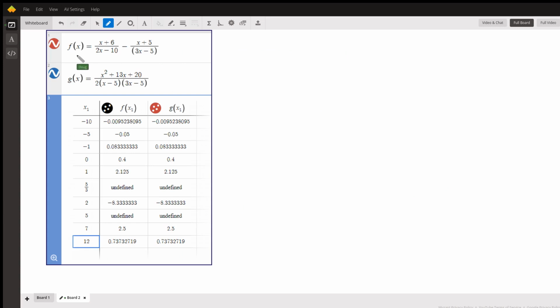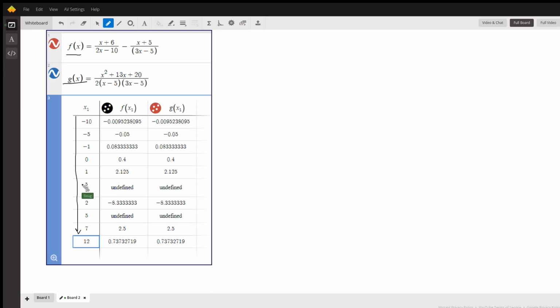On Desmos, here's f of x, which is the original expression. And here's the one we ended up with. And if I put those values in a table and give different values to, in this case, x sub 1, you can see that I get the same thing all the way across.